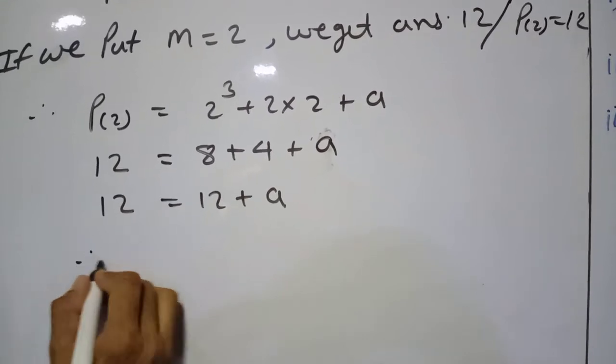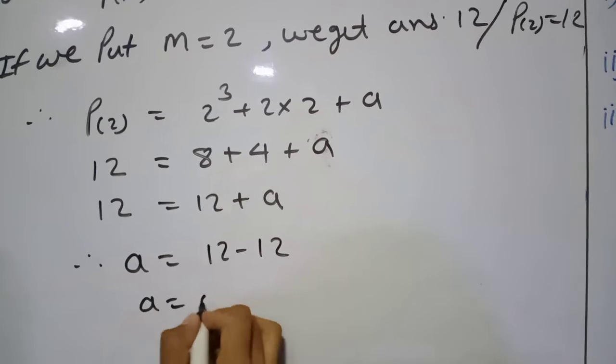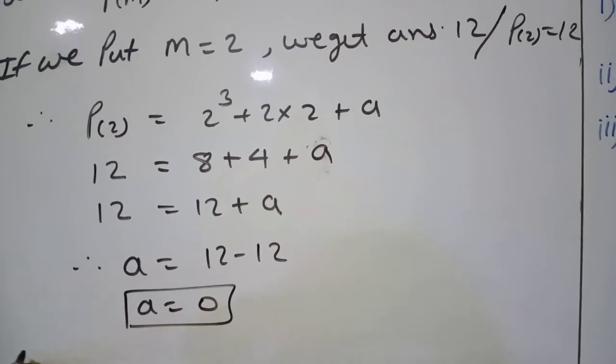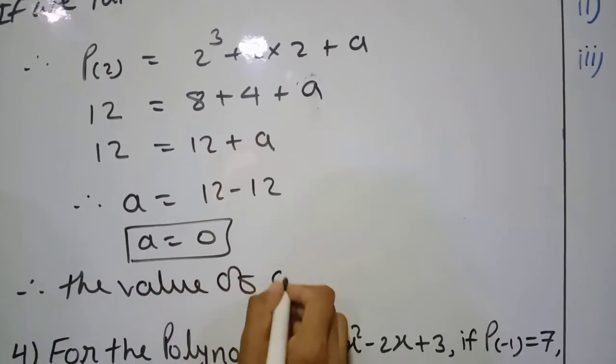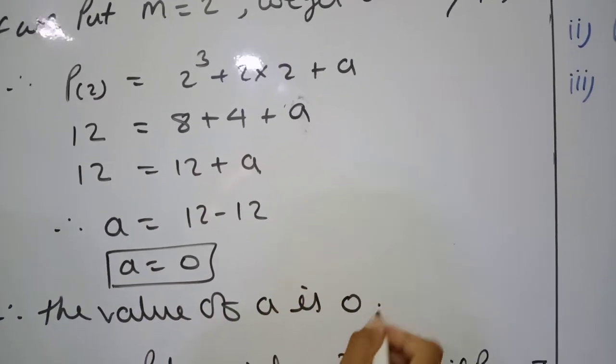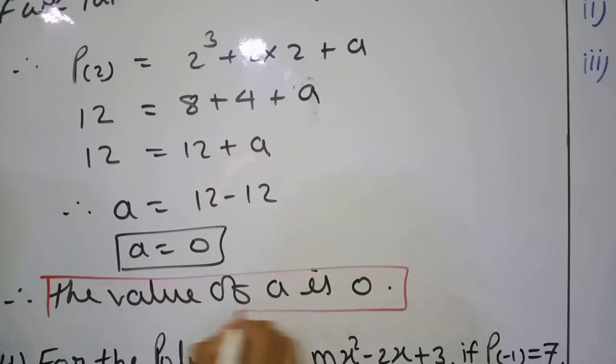Yes, so therefore a is equal to 12 minus 12, a is equal to 0. Therefore the value of a is 0. This way we have to consider our answer.